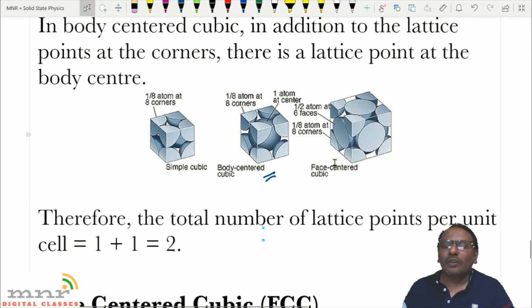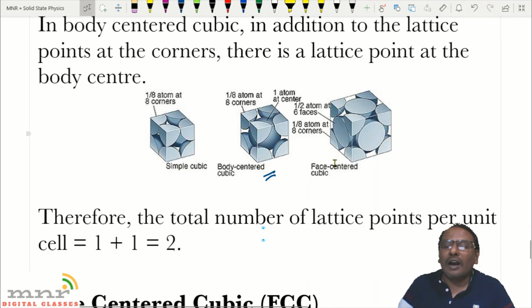Therefore, the total contribution by all the lattice atoms: 8 atoms at the 8 corners, each contributing only 1/8 of its share, will be equal to 1, plus 1 atom at the center, which completely belongs to the given unit cell. So the number of lattice points per unit cell is equal to 2 in the case of the body-centered cubic crystal.